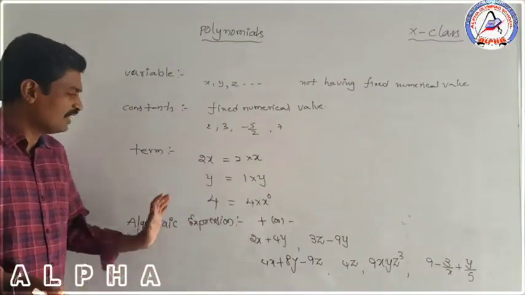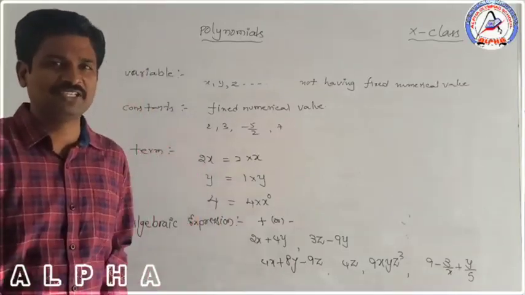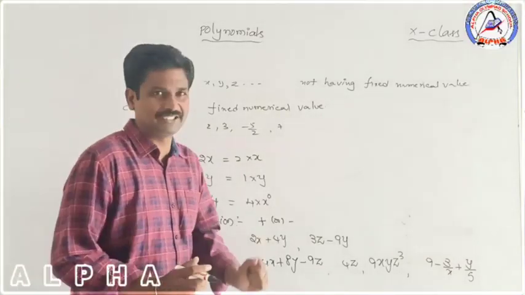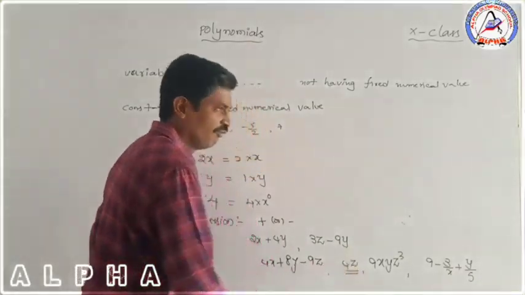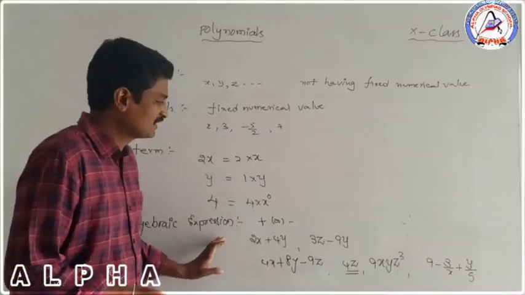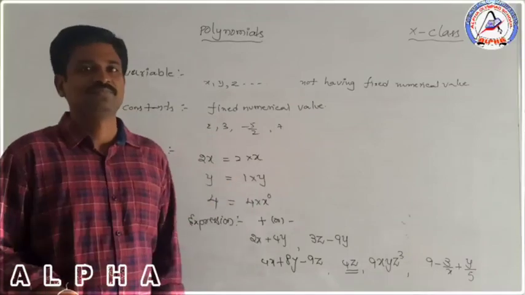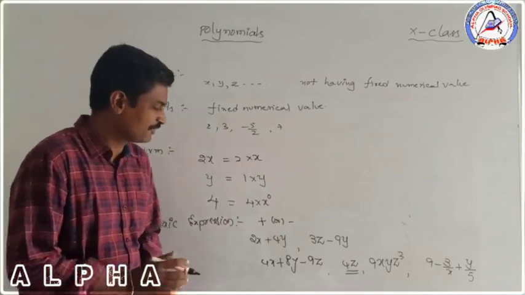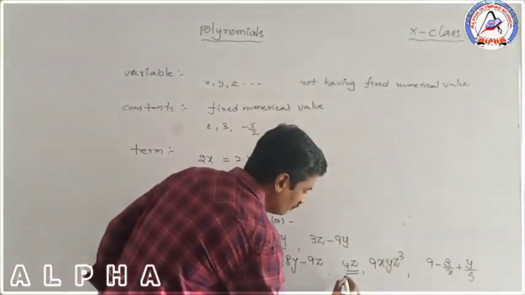Now, in an algebraic expression, according to the number of terms, there are specific names. If an algebraic expression contains only one term, see this one, 4z, it contains only one term, then the algebraic expression is called a monomial.